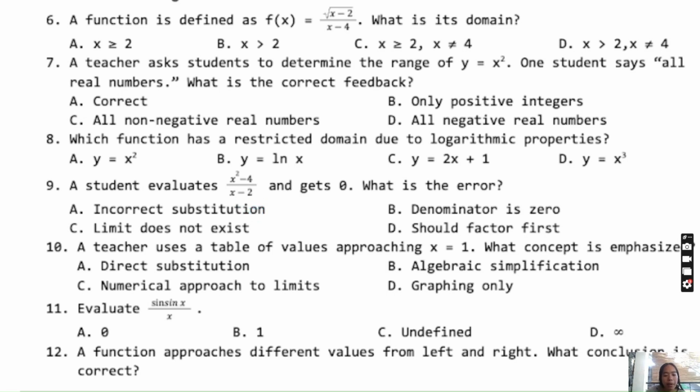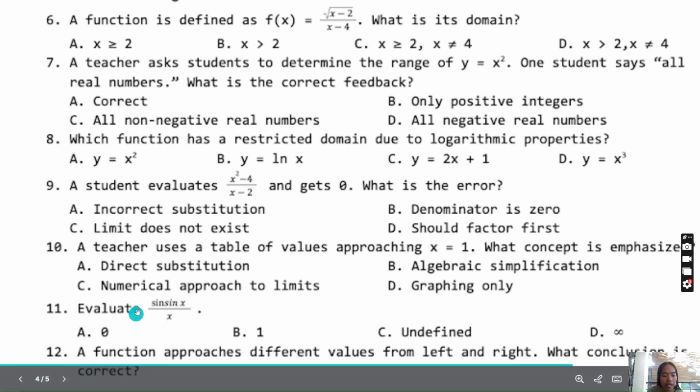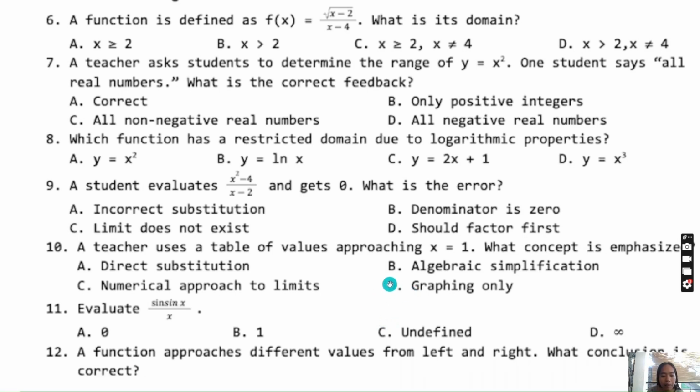So now in item number 10, the question goes, a teacher uses a table of values approaching x is equal to 1. What concept is emphasized? So the correct answer is letter C, numerical approach to limits, because a table shows how values behave as they get closer to a specific point. This method helps estimate the limit without direct substitution. That is why the correct answer is letter C.